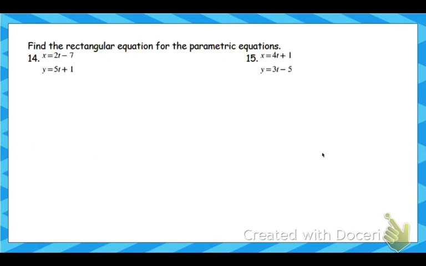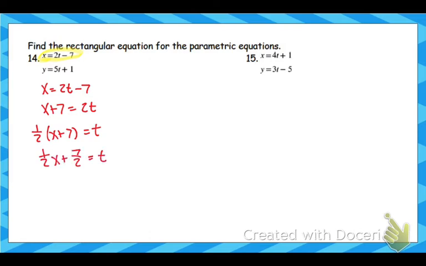All right, so the hardest thing you're going to do algebraically probably is finding this rectangular equation. It's kind of a little bit like a system. What you're going to do is take one of these equations. I usually use the x because my y is already by itself here. I'm going to take this top equation, and I'm going to get t by itself. So I'm going to add 7, and I'm going to divide by 2. And I'm going to write it as 1/2 because it's going to make it a little bit easier to write my final answer. So I can distribute that, and this is what t is.